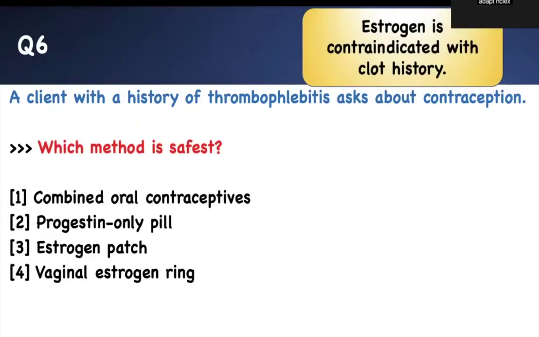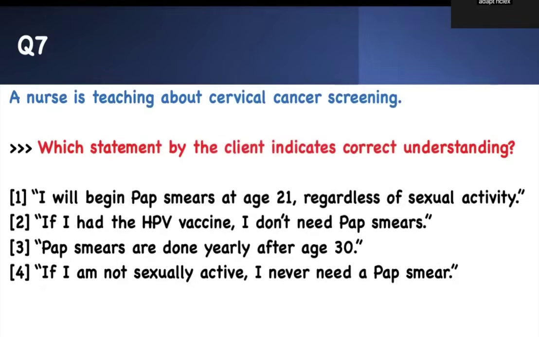Based on that, what do you think is your right answer? Combined oral contraception, yes, estrogen. Progesterone only, no estrogen. Estrogen patch, yes, estrogen in it. Vaginal estrogen ring, yes, estrogen. Concept. And you know, number 2 is the right answer.